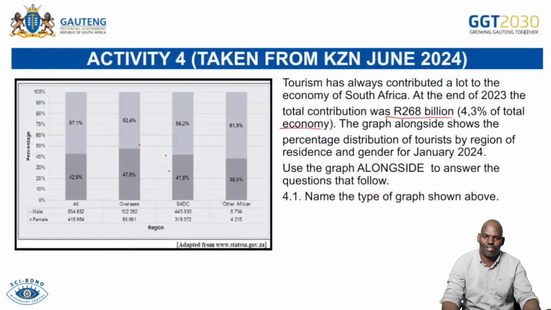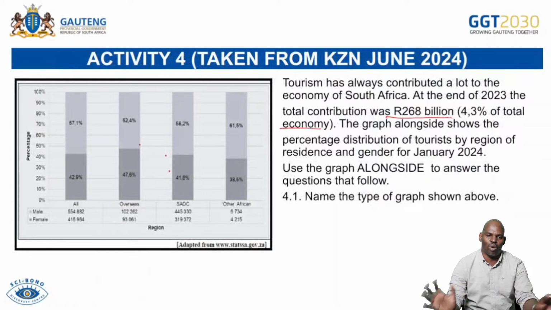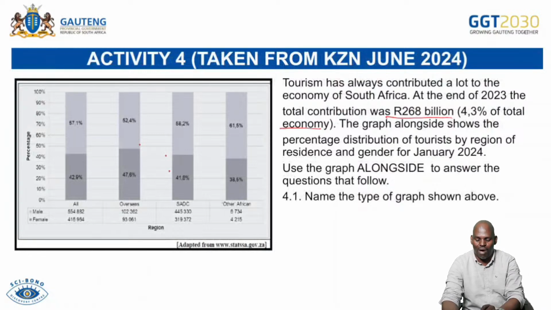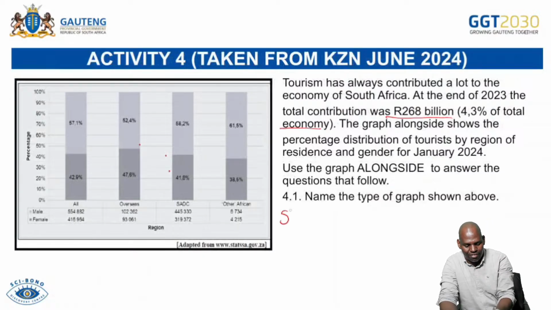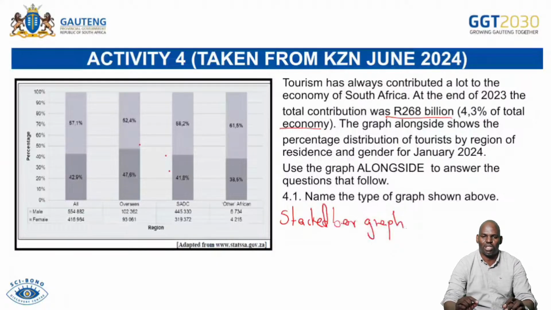4.1. If you had never seen this graph before, you would not be able to answer it. But luckily, at the beginning of the lesson, I explained different types of graph. Name the type of graph shown alongside. Remember, we said this is a stacked bar graph. It must be stacked bar graph. If you just say bar graph only, it's not enough because this is a specific type of bar graph. So the examiner would expect you to know that yes, it's a bar graph, but it's a specific type of bar graph. So you need to mention that.